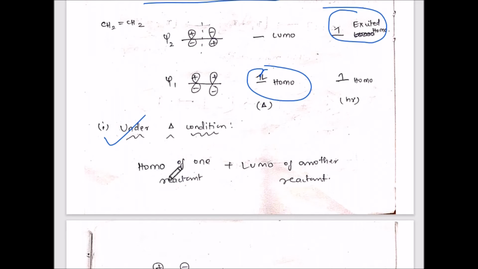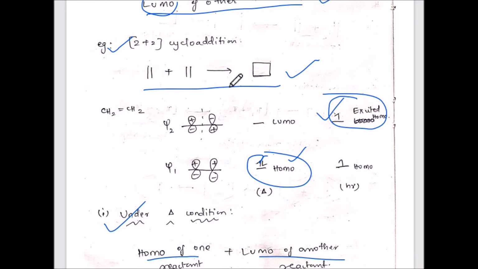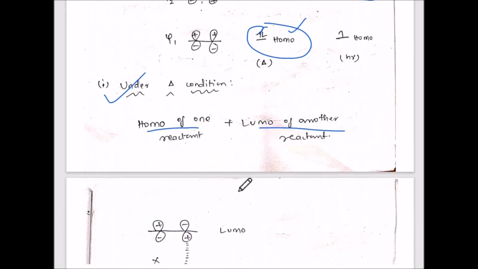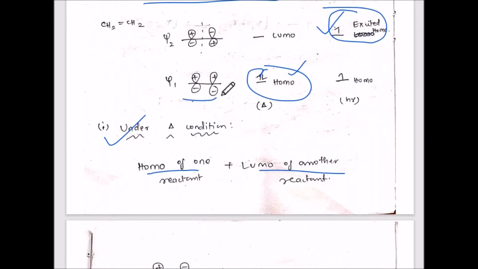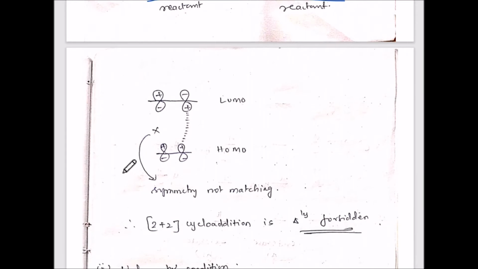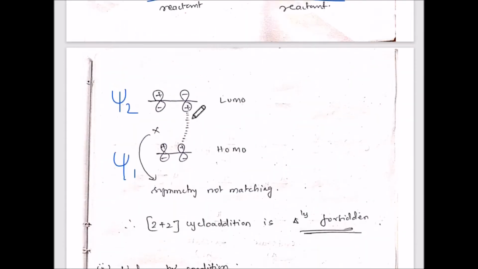So the same thing happens, right? Under thermal condition, you take the HOMO of one reactant and the LUMO of the other reactant. So here Psi1 is the HOMO, and here this is the LUMO for the other reactant. Both are ethene, so we don't need to bother about it; both are the same orbitals. So this is the HOMO of one reactant, Psi1, and this is the LUMO of the other reactant, the same ethylene only. So I take the Psi2 LUMO. I have drawn it here.